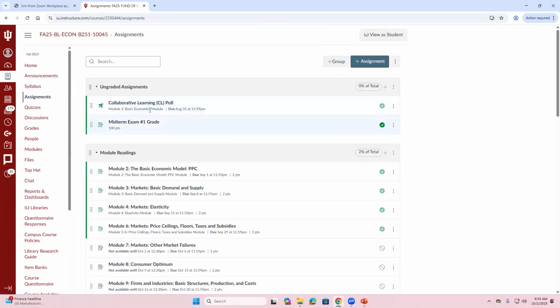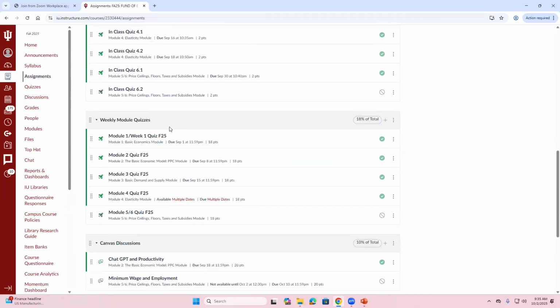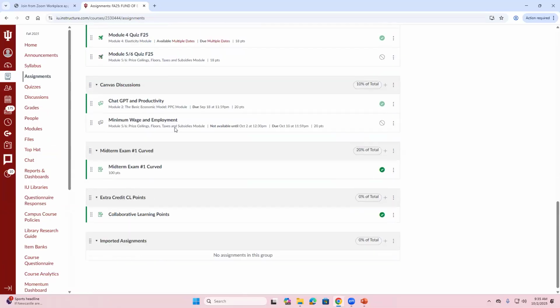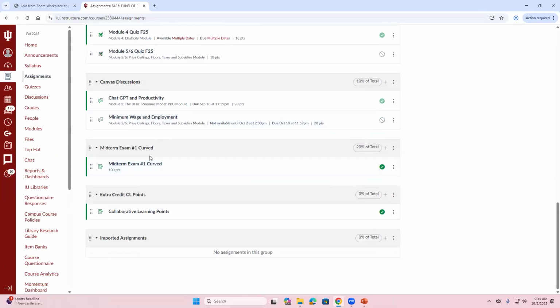I've got it up here in the ungraded assignments with that first poll we took on day one, just to get an idea about when people could attend CL sessions. What's now counting towards your grade is this midterm exam number 1 curve. So this was the curve where you got back 0.2 of the points on every question you missed.